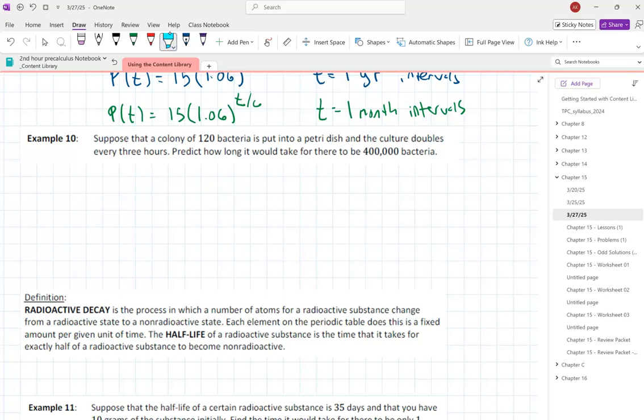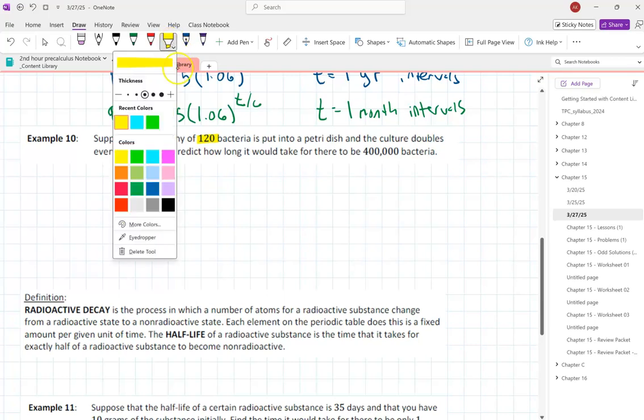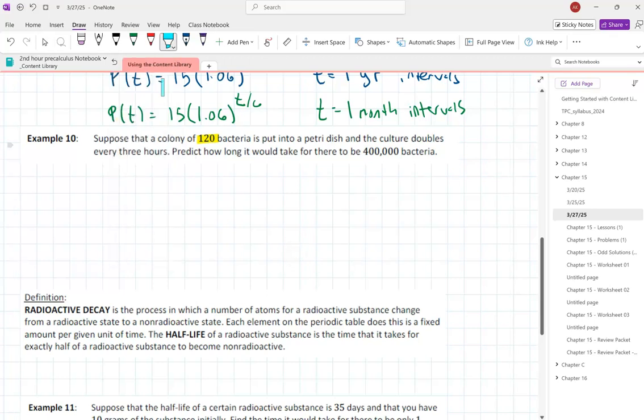All right, it says, suppose a colony of 120 bacteria is put into a petri dish and the culture doubles every 3 hours. Predict how long it will take for there to be 400,000 bacteria. So this guy is like my initial amount. And I see the time while it's happening, it doubles every 3 hours. But where's the percentage? I don't see a number for the percentage.